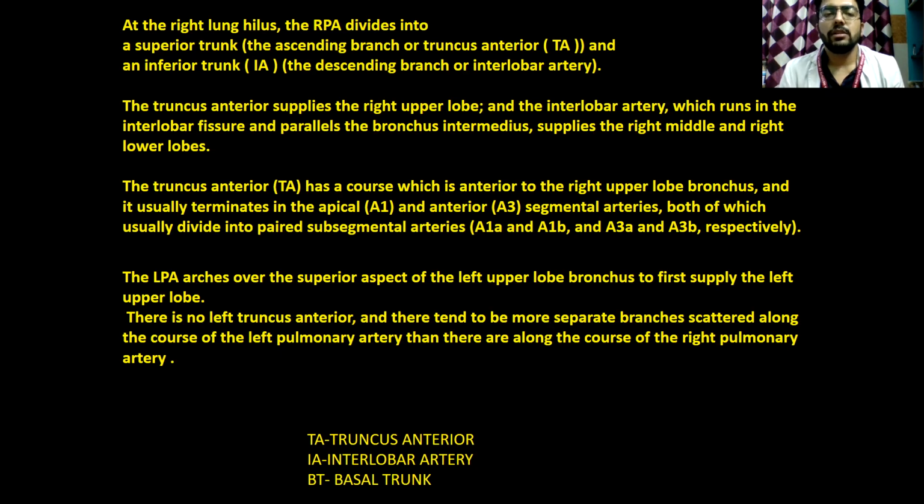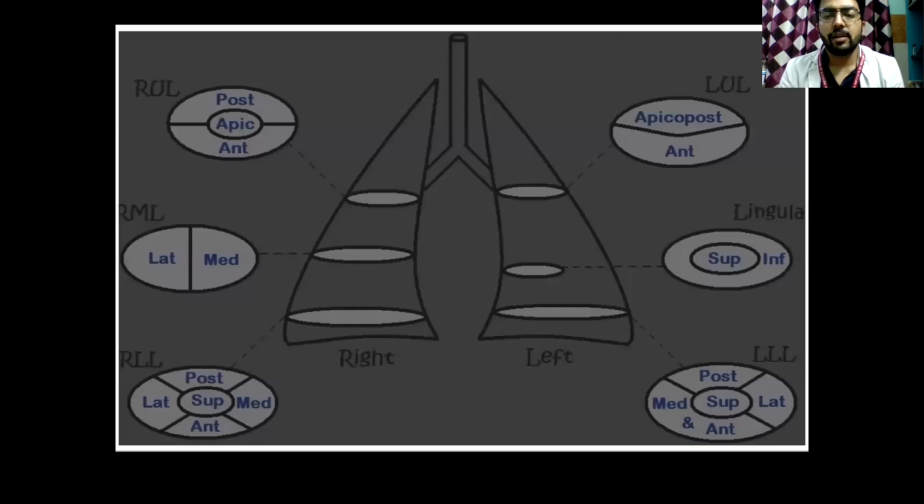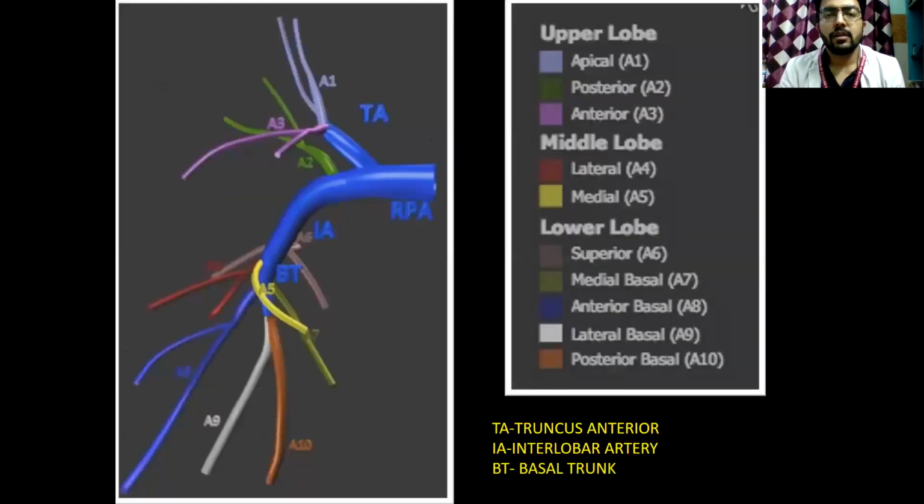left upper lobe. There is no left truncus anterior, and there tend to be more separate branches scattered along the course of the left pulmonary artery than there are along the course of the right pulmonary artery. This is the diagrammatic representation of the same.